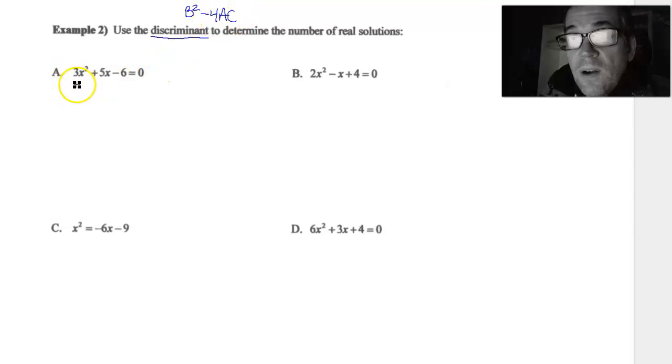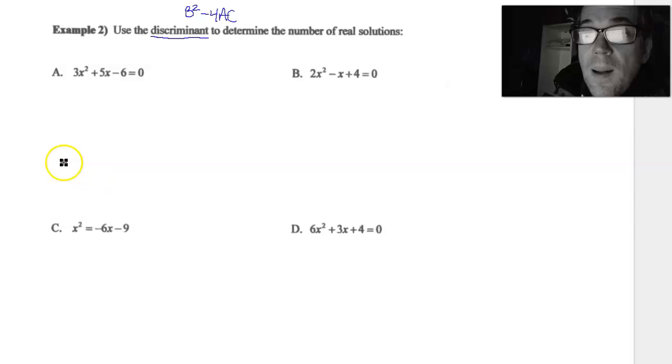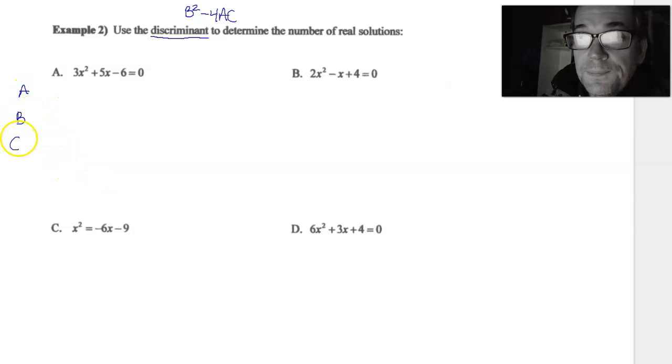So I want to figure out how many real solutions this quadratic, 3x squared plus 5x minus 6, has. I'm going to start off by identifying the values for a, b, and c. And feel free to pause if you know exactly where I'm going with all of this and try and do it yourself. But if you don't know, a is whatever's in front of x squared, b is whatever's in front of x, c is what's off by itself. And this, of course, assumes one side of the equation is equal to 0.